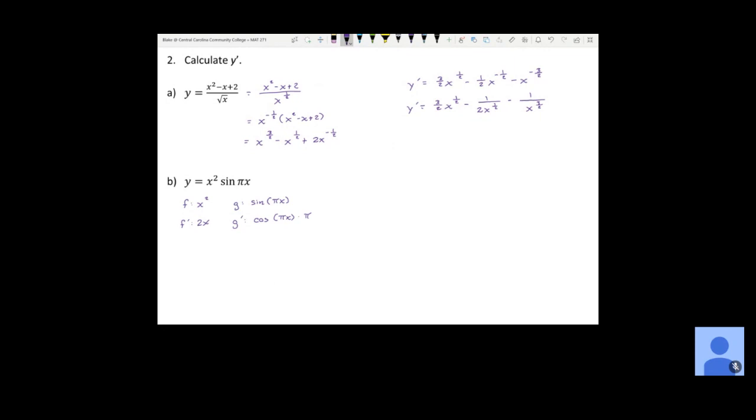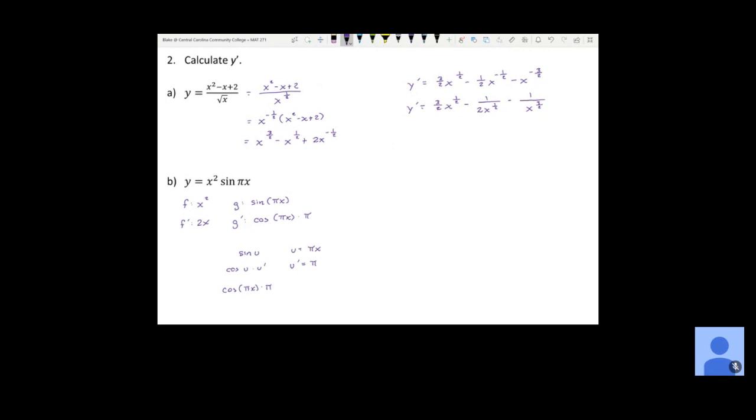Now, if you need to, you can actually show the work where you change this to sine of u, where u is equal to pi x. u prime is equal to pi. This becomes cosine of u times u prime. So that's cosine of pi x times pi. But if you can do it without showing that work, that's fine too.